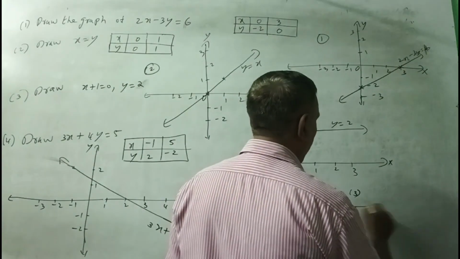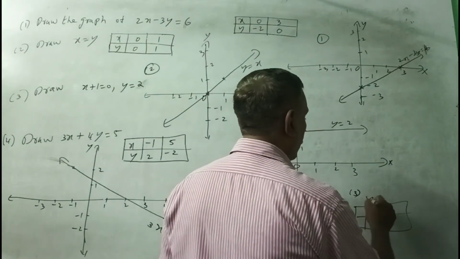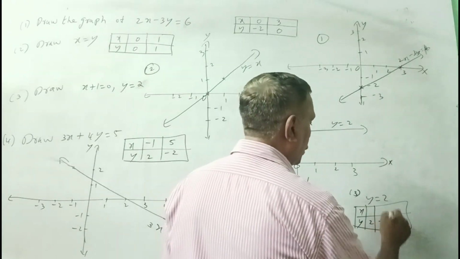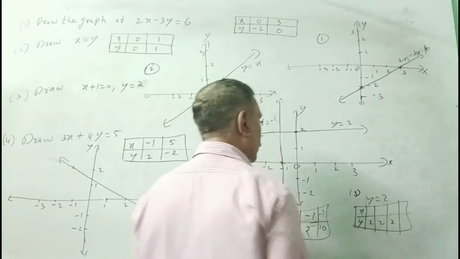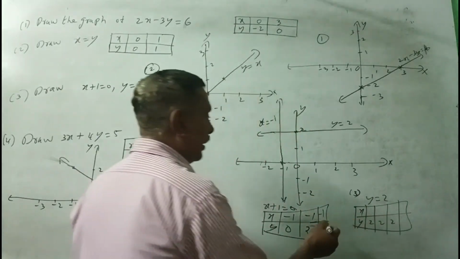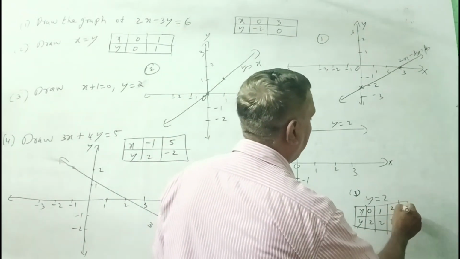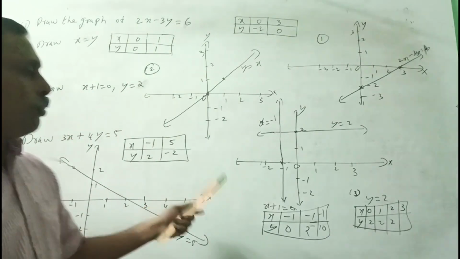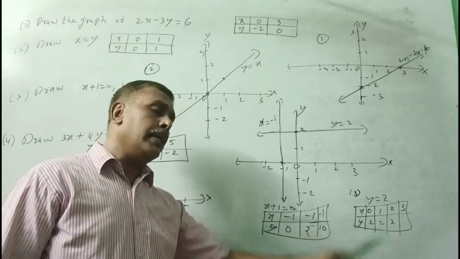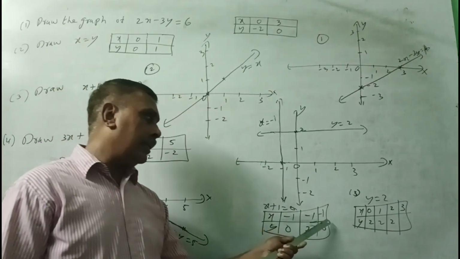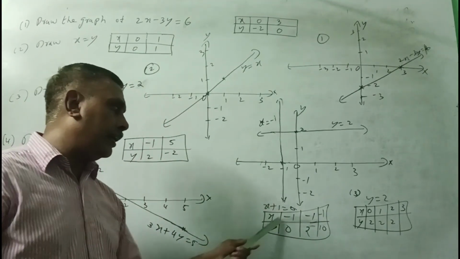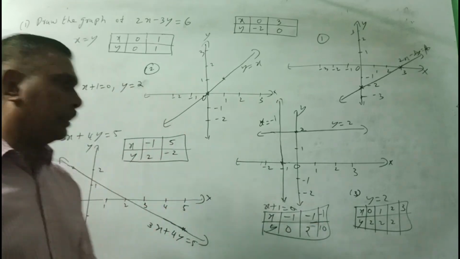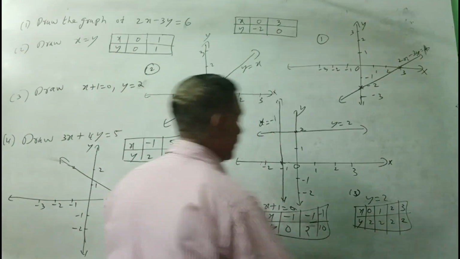Similarly, if I am drawing the table for y is equal to 2, x and y, here y always remains 2, and x can be any number. So since one term is missing, we are not required to make the table. If we want to make the table, it is possible. Means whatever the value is given, that remains constant and other term will vary. Here also like that. Y remains 2 in all the cases.